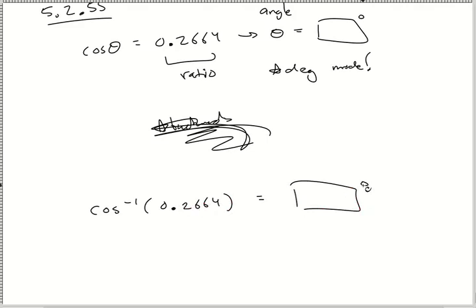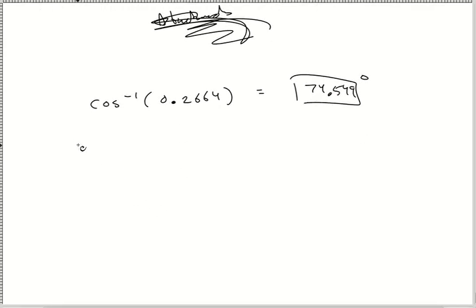So I'm in degree mode. Cool. So I press shift and then cosine. It puts a little -1 up there. 0.2664. I hit the enter button. 74.549 degrees. Awesome. Now, I said it very quickly, but that is called arc cosine.